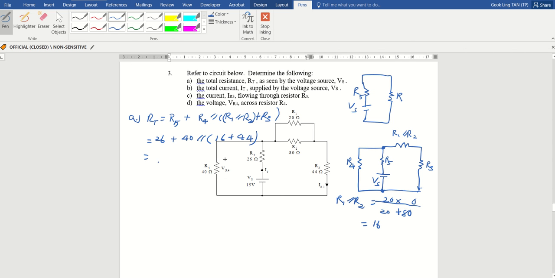So then with that, it becomes 26 ohm plus 60 in parallel with 40, right? So 40 in parallel with 60, that gives 24. And then you may want to put an ohm outside. Then after that, you compute it. We do 26 plus 24. That gives you 50 ohm.